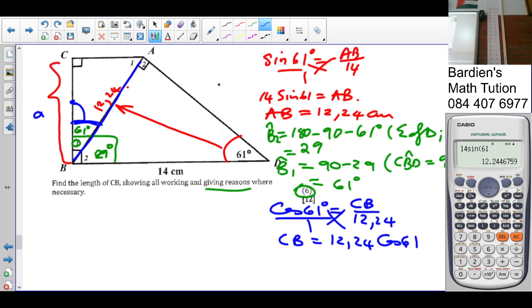Okay? So you put it in the calculator. Answer: cos 61. That gives us 5,94. Is that correct? Centimeters. Okay. Any confusion here? You all okay? Alright.